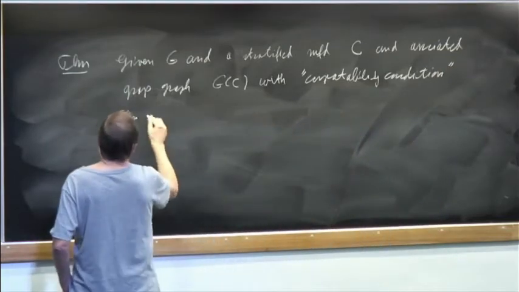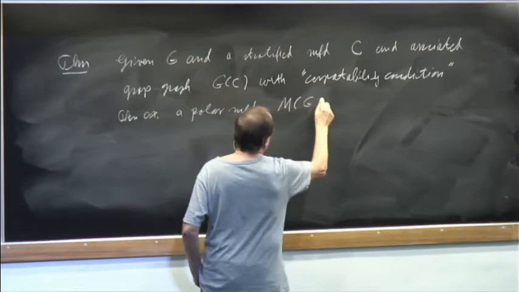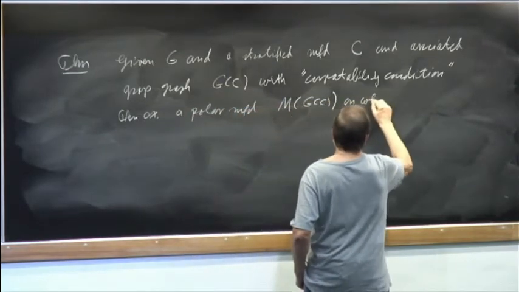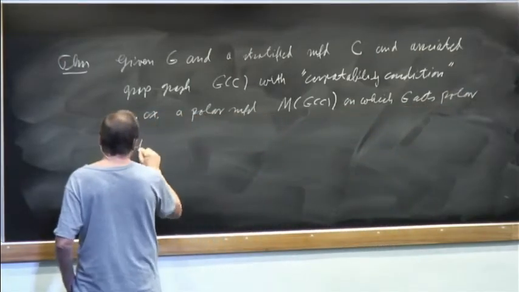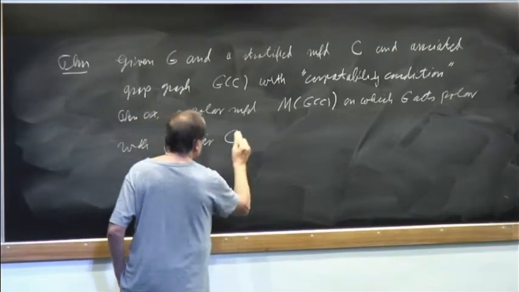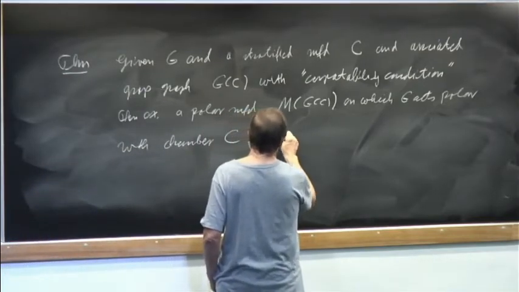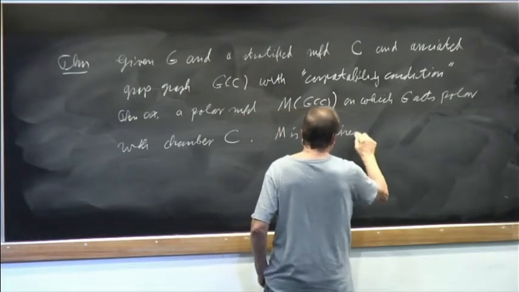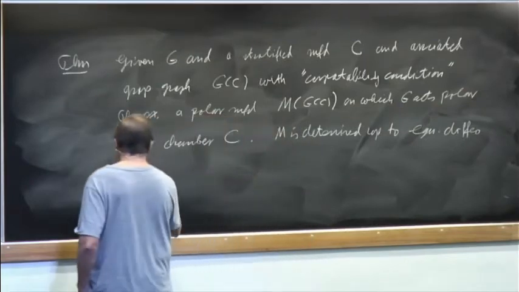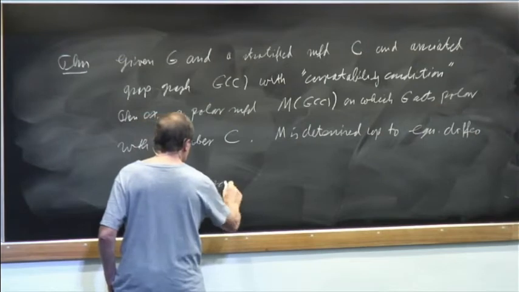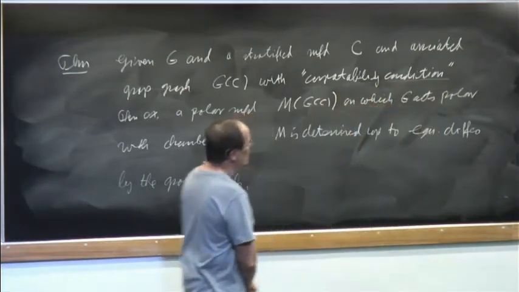Then there exists a polar manifold, let's call it M of a group graph, on which G acts polar, with this chamber C and the group graph associated to that in the fashion given. And conversely, M is determined up to equivariant diffeomorphisms by the group graph. Okay, so now I have to explain what the condition is on this group graph that makes this a correct statement.